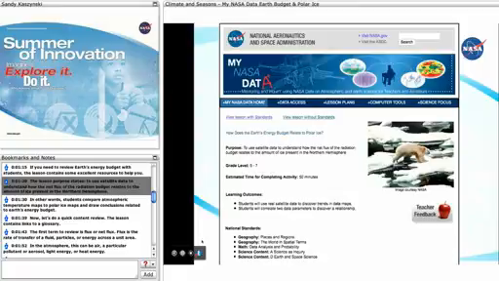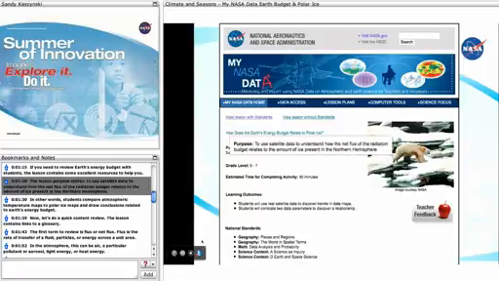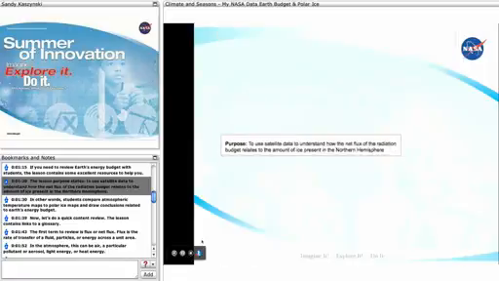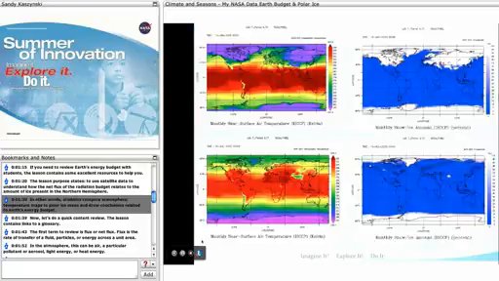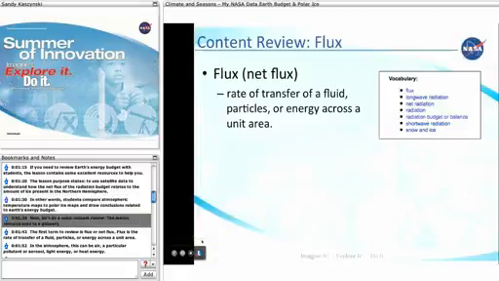The lesson purpose states to use satellite data to understand how the net flux of the radiation budget relates to the amount of polar ice present in the northern hemisphere. In other words, students compare atmospheric temperature maps to polar ice maps and draw conclusions related to Earth's energy budget. Now let's do a quick content review.